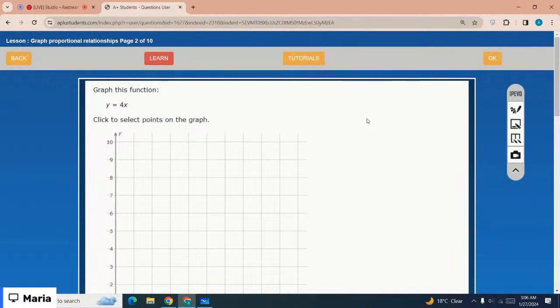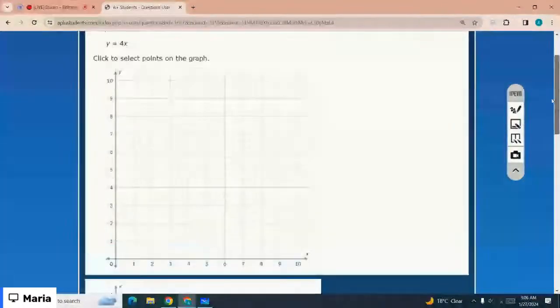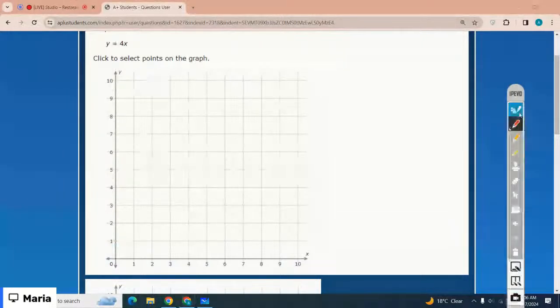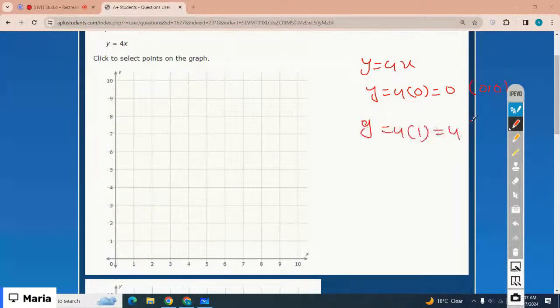Okay, y equals 4x. Let's just make the table of values and match it with the graph. Replace x with 0. So y equals 4 times 0, the answer is 0. The ordered pair is 0, 0. When x equals 1, y equals 4 times 1, that is 4. So that is 1 and 4. Now you have two pairs of values, 0, 0 and 1, 4. Just match these two values with the graph.